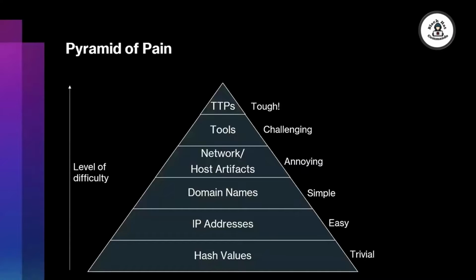So here the picture which I was showing is called the pyramid of pain. Let me explain this thoroughly. Here at the bottom of the pyramid, you can see hash values. So what are these hash values? Before that, you need to know something called encryption and decryption. If you are aware of this, you can easily understand the concept of hash values.